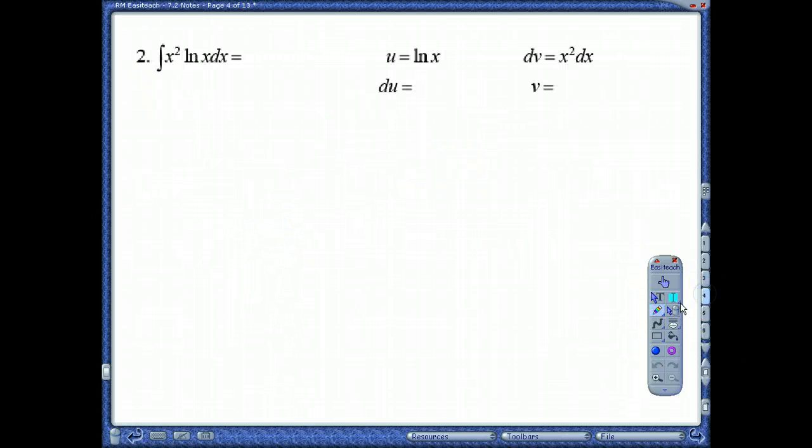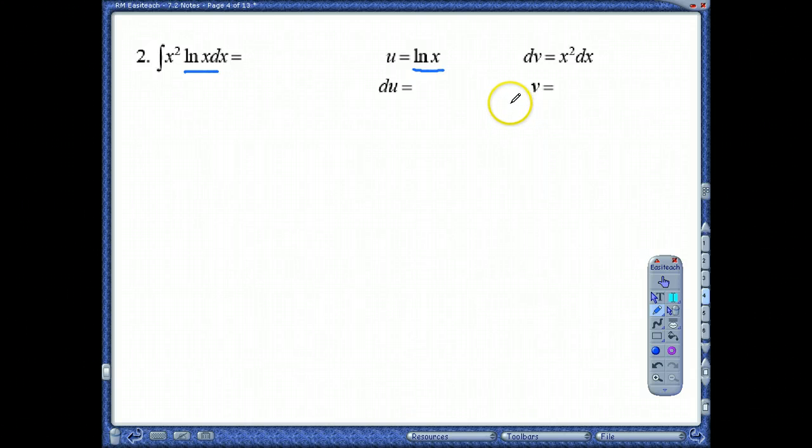So let's look at another example without so much yuckiness. When I look at this number 2, I have x squared, I have natural log of x dx. Now remember when we were looking at the u and we said, gosh, it would be great if u could get smaller. Well, x squared does get smaller, but I have the natural log of x. So the natural log of x has to be the u because I can't integrate it.